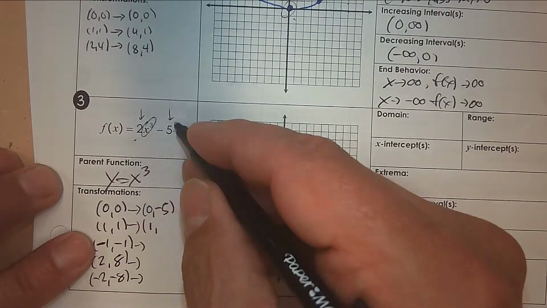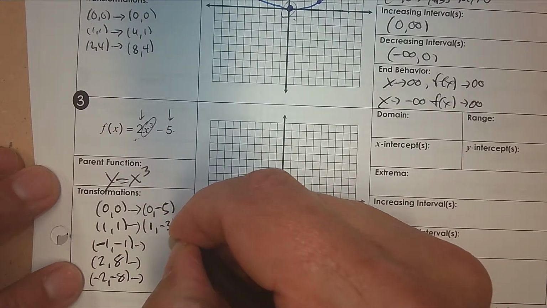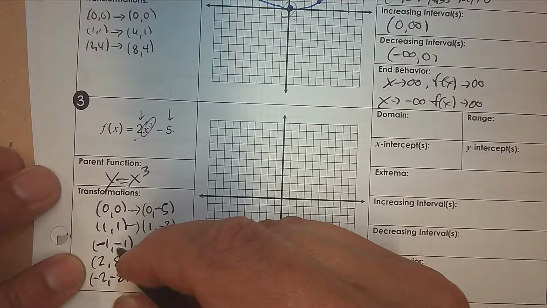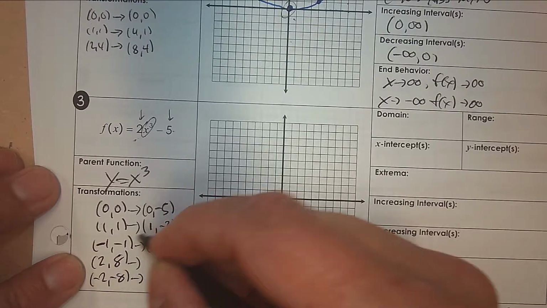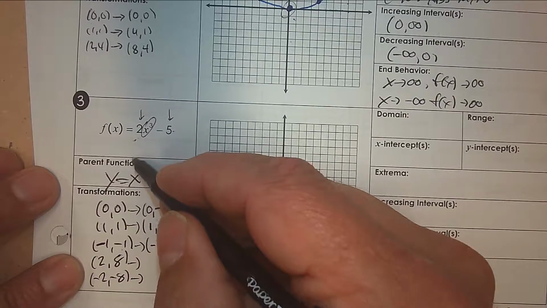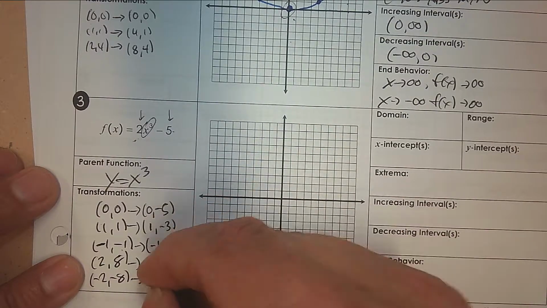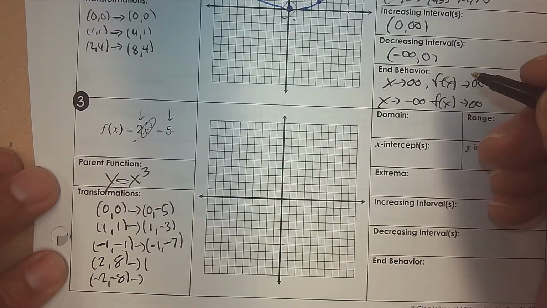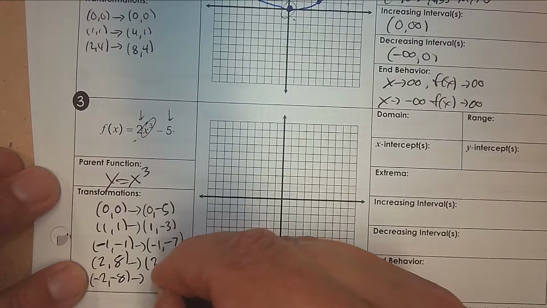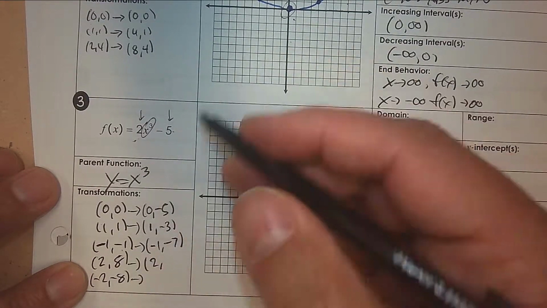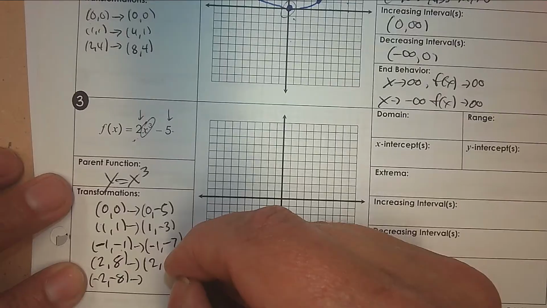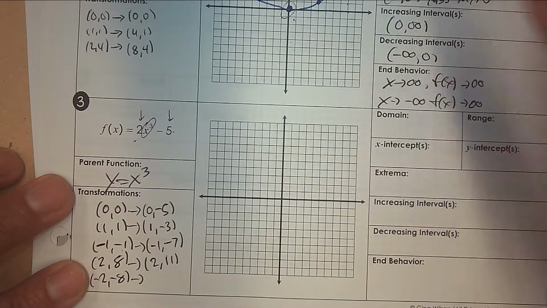2 take away 5, that's negative 3. How about negative 1? So it's going to stay negative 1. And then negative 1 times 2 is negative 2. Subtract 5 is negative 7. If these go off my graph, I just won't graph them. 2 stays the same. 8 times 2 is 16. Take away 5 is 11. That's probably off my graph.